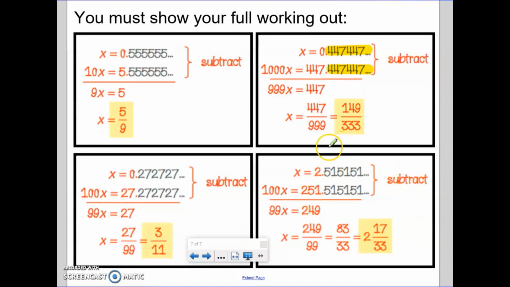The last little point to note is just on question 4. We started with a value of 2.515151 and so on. So because this value was above 1, you would expect to end up with a top-heavy fraction and therefore a mixed number. So 2 and 17 over 33. Very well done if you were able to get that 4th question correct, and just very well done in general if you were able to have a good go at all 4 questions. That would show a good understanding of the topic of converting recurring decimals into fractions.